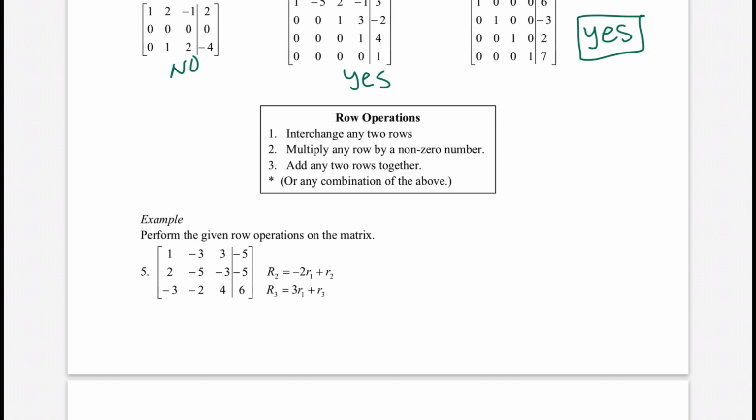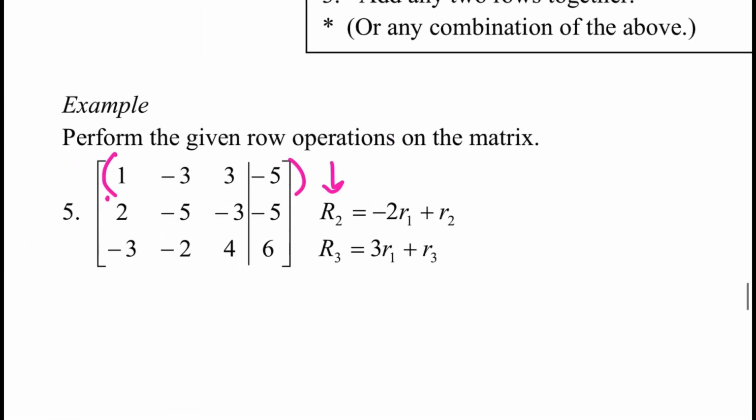Okay, so here we're going to get our new row 2 by taking negative 2 times row 1 and adding row 2. So I'm going to take row 1 and I'm going to times that by a negative 2, and I'm going to add that to row 2. So I'm going to multiply this by -2, add it to the second row, and then that's going to give me my new second row.